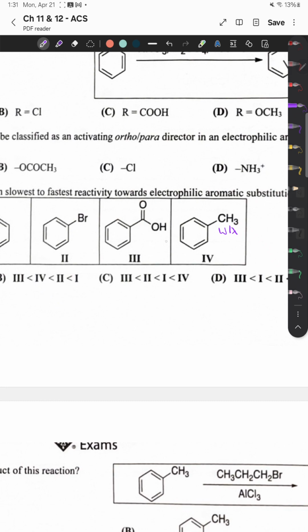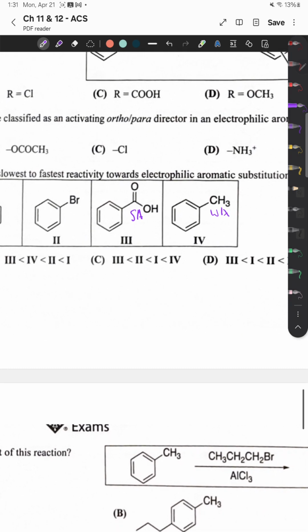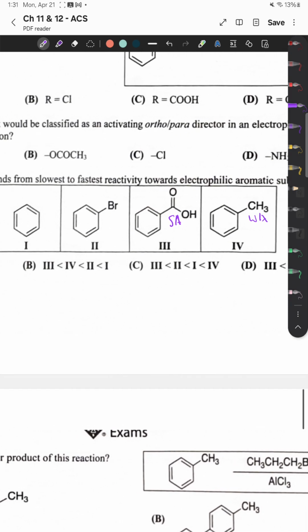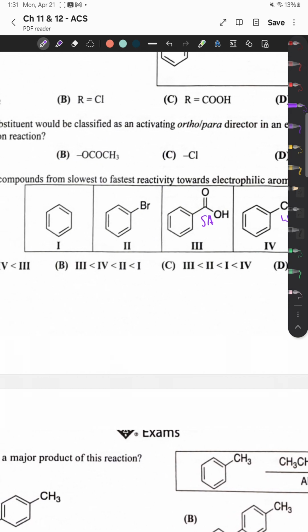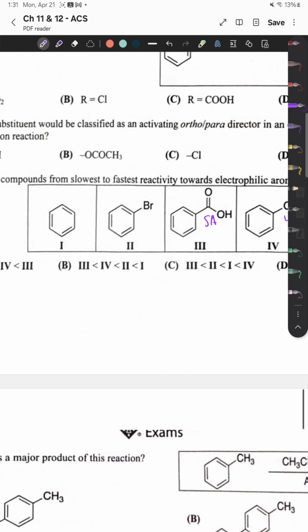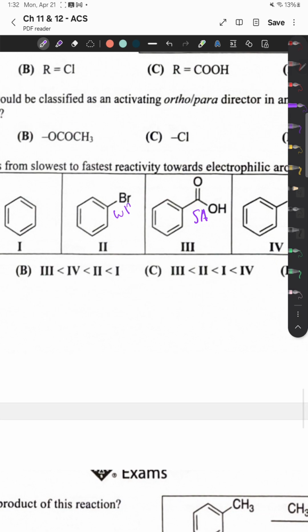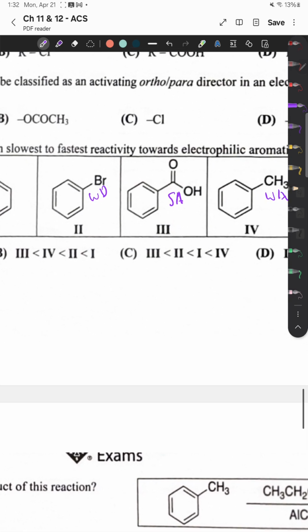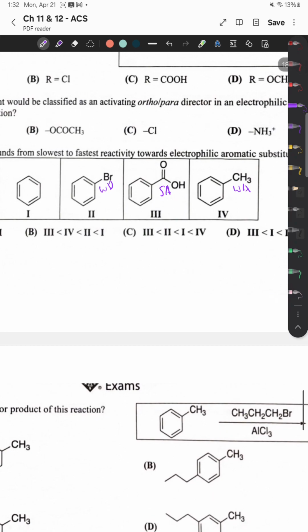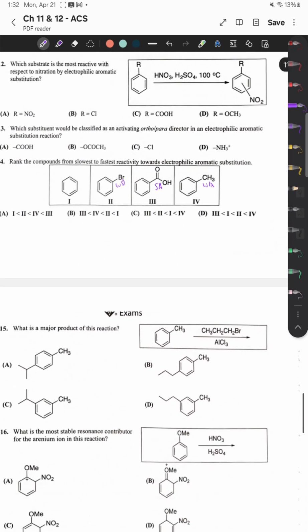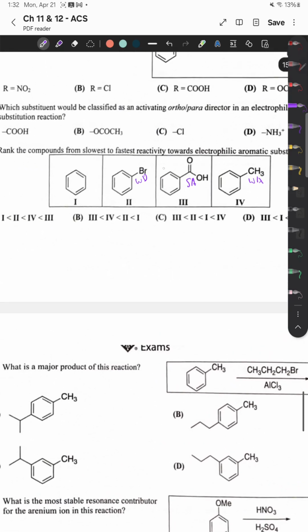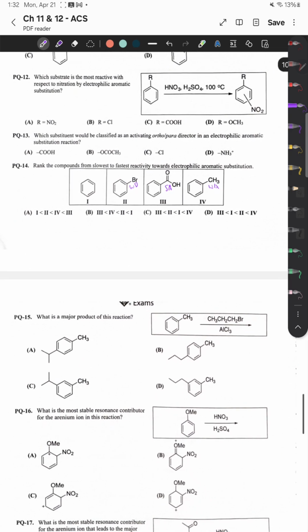And then this carboxylic acid is a strong activator, so this will have dominance over all. This will be the fastest reaction. Yes, this one will be the fastest. Meanwhile, bromine is a weak deactivator, and then there's no activator here. It's saying from slowest to fastest, so the fastest is last. We know the carboxylic acid is the fastest, so anything that doesn't have 3 at the end is wrong, so we can cross out A.